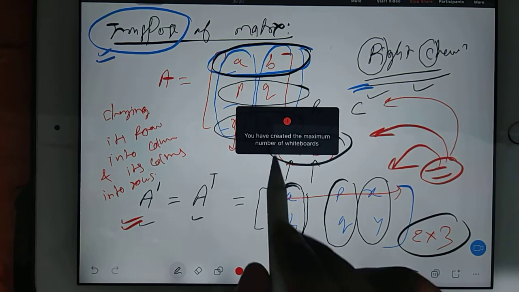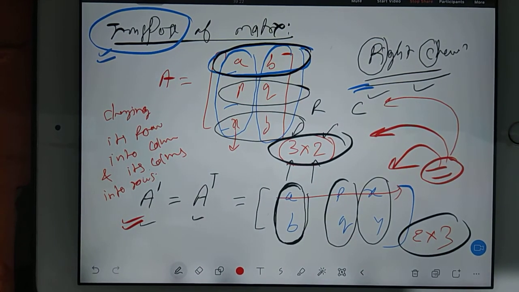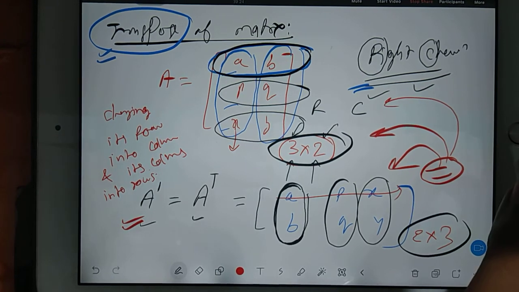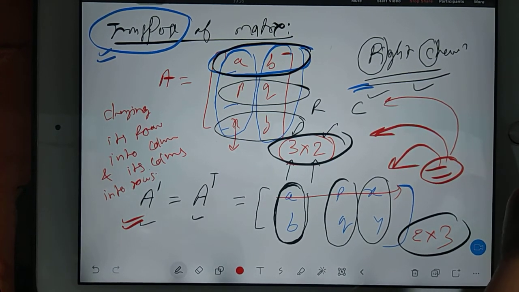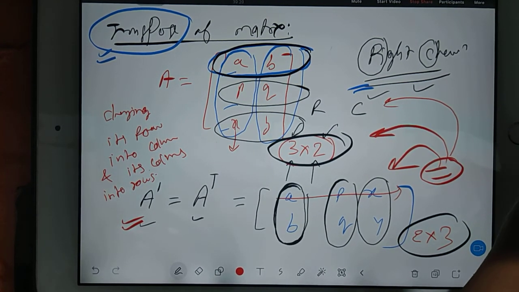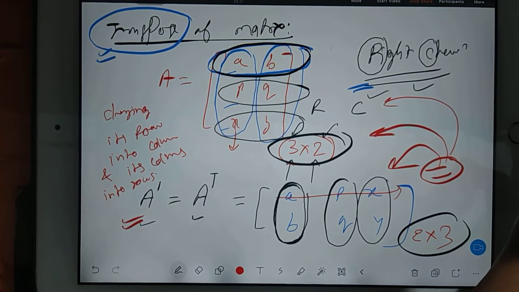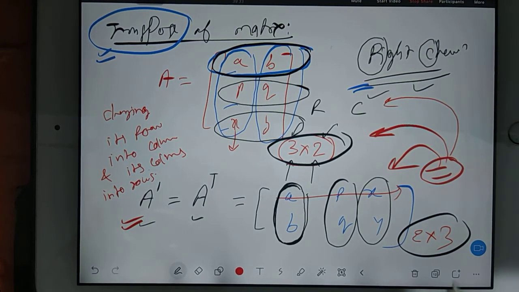So based on that, I'll be creating properties. Then just after these properties, we'll stop the class for mathematics and we'll start the numerical ability class. So take down the properties.